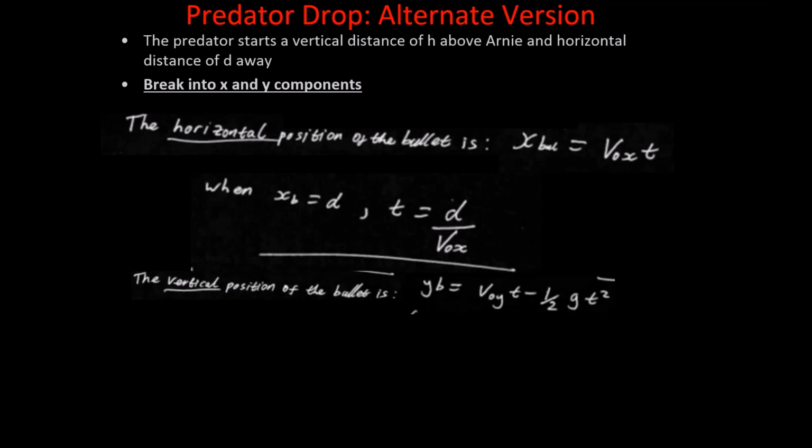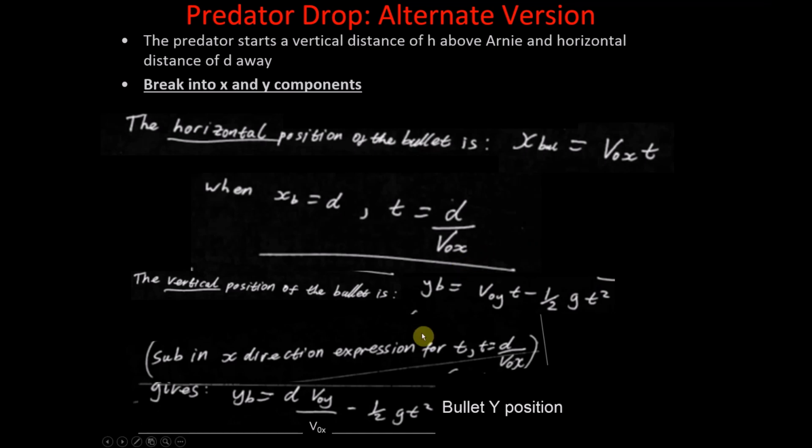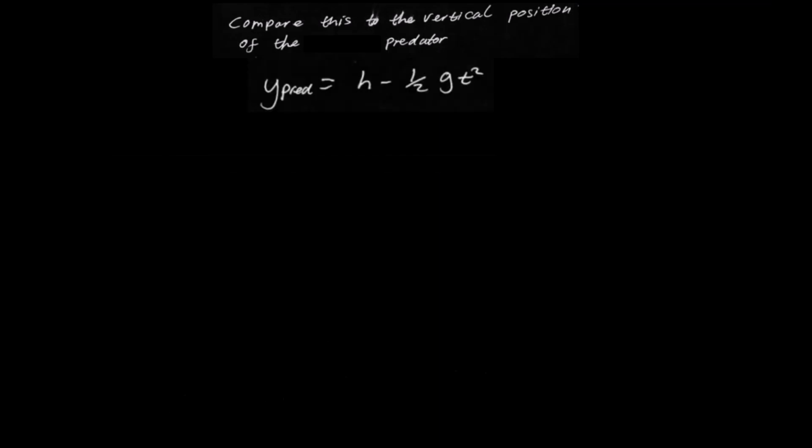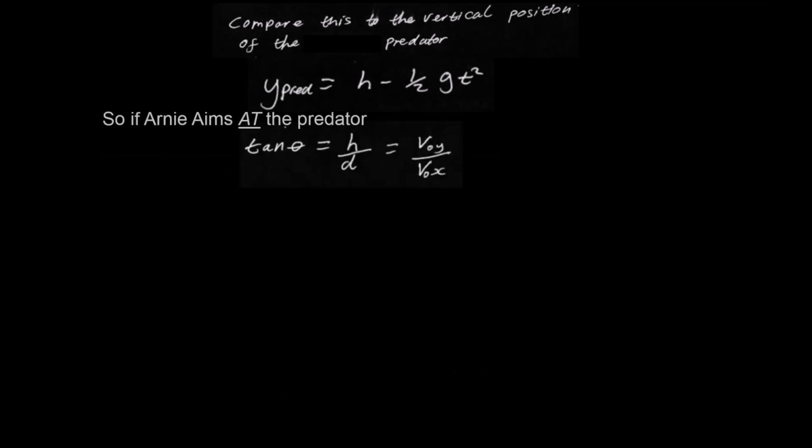The vertical position of the bullet is going to be vt minus half gt squared, as we determined before, which gives, if we sub in for t from this equation, the y position of the bullet, the height of the bullet, will be d vy over vx, essentially, minus half gt squared. We can compare that then to the vertical position of the predator, which will be minus half gt squared, and that means if Arnie aims right at the predator, tan theta will end up being h over d, or vy over vx. So d vy by vx will be height.